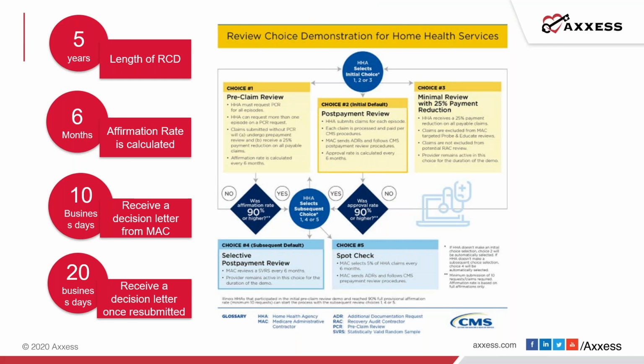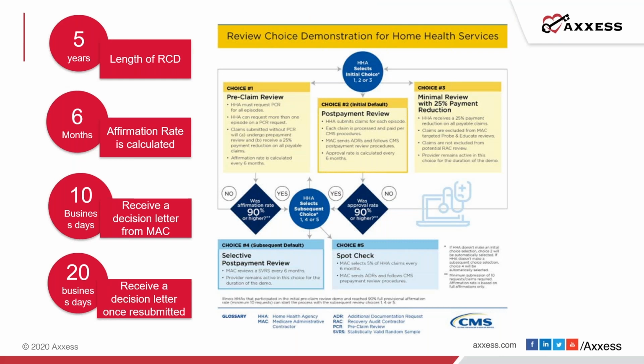Once you submit a selection via PCR, Palmetto has 10 business days to respond to your request and either affirm, non-affirm, or partially affirm your request. If your request is non-affirmed or partially affirmed and you choose to resubmit, Palmetto has 20 business days to answer your resubmission.